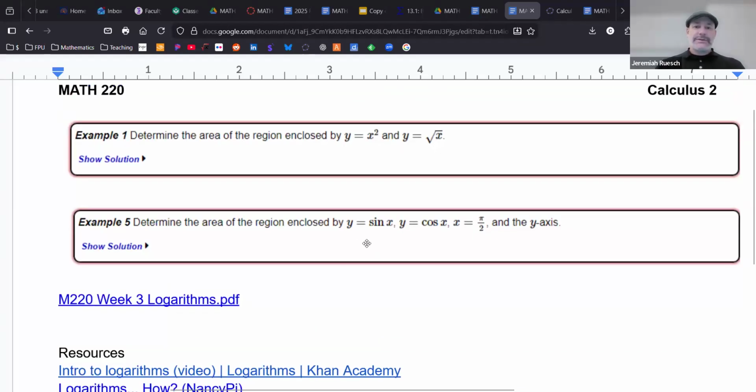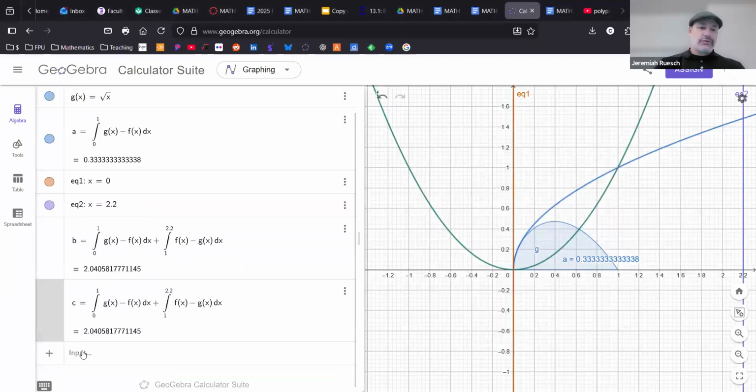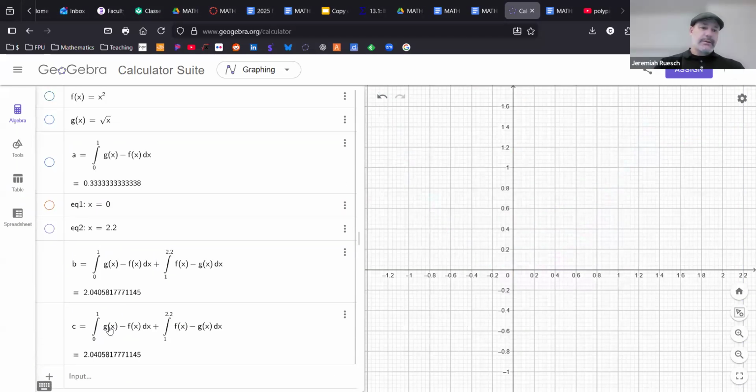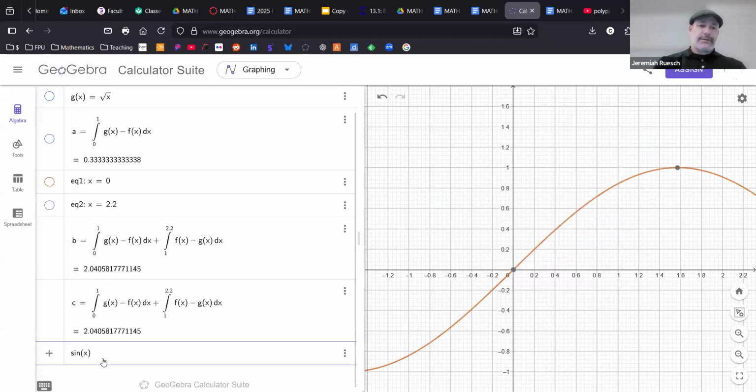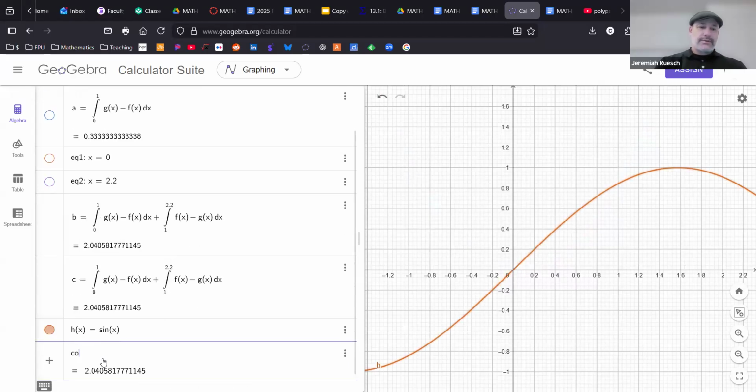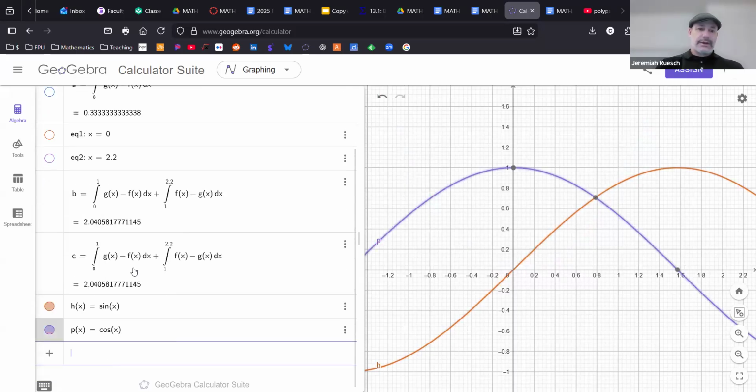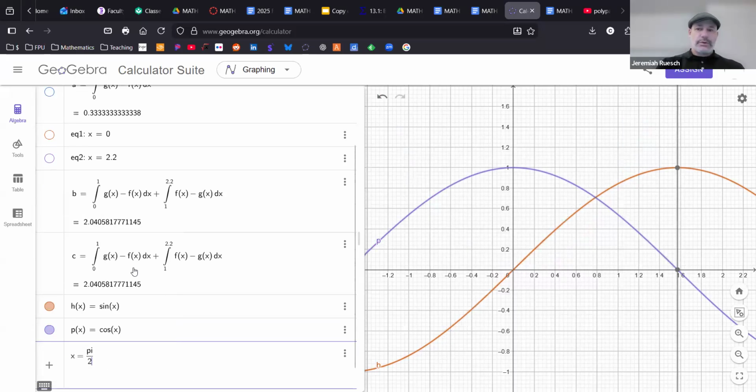I want to solve this problem: y equals sine of x, y equals cosine of x, and x equals pi over 2. So we're going to find that bounded region there. To do that in GeoGebra, I'm going to shut off all of these because it might be distracting. I'm going to enter sine of x, cosine of x, and then x equals pi over 2.